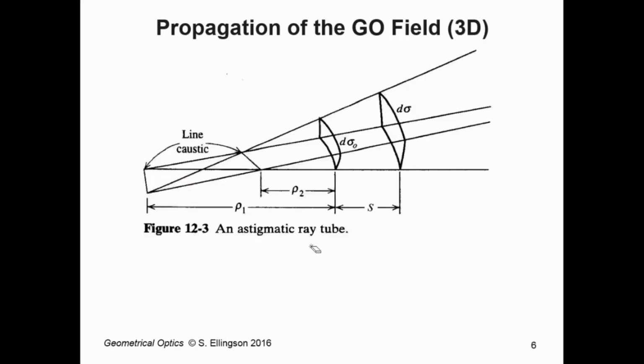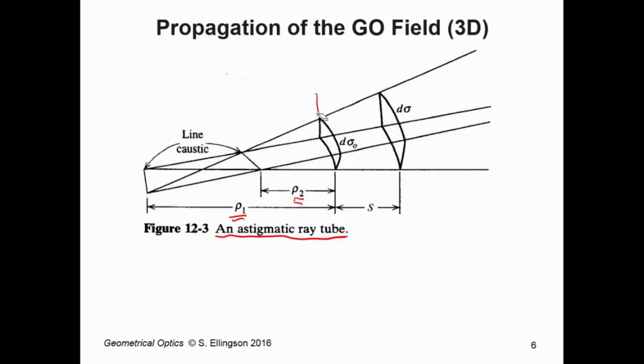So now we can do this in 3 dimensions, and it's really not that much more difficult. Here's the new picture. In 3 dimensions, we have 2 curvatures to consider. The picture that normally comes up is this picture, which is referred to as an astigmatic ray tube. You may know from optics, astigmatism is a deviation from an ideal spherical surface. Here we have an astigmatism in the sense that the curvature in 1 dimension, here called rho 1, is different from the curvature in another dimension. We'll call that rho 2.